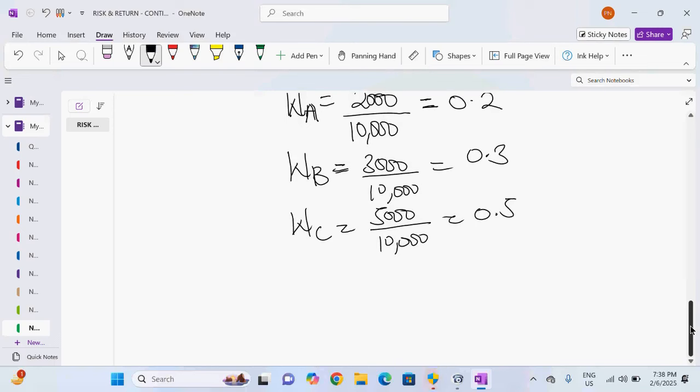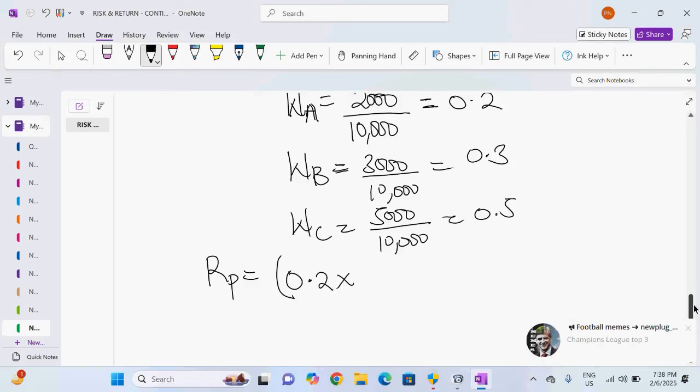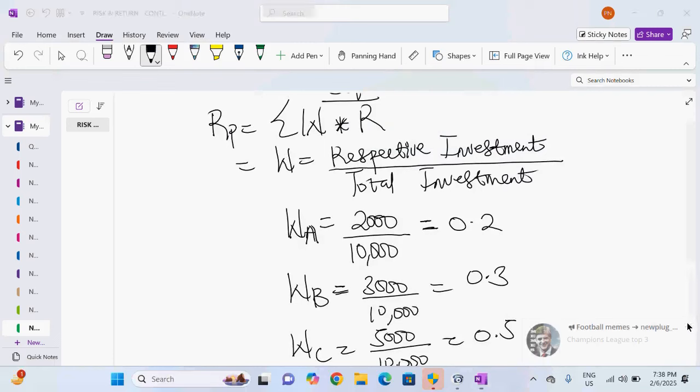Yes. So now that we have the weight for each of them, we can find our portfolio return, which is the summation of the weight multiplying the return. So the weight for A is 0.2. So 0.2 weight multiplying the return. What is the return?